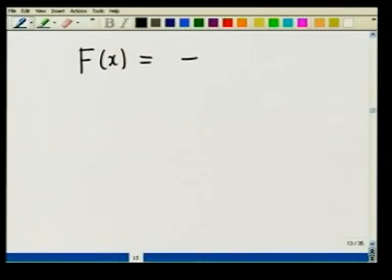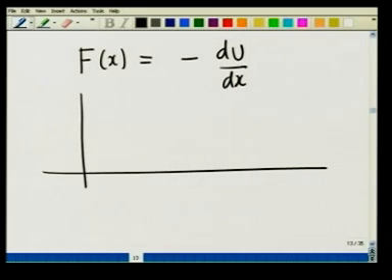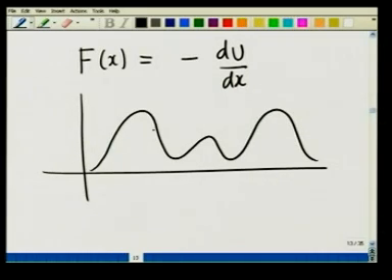In the one-dimensional case, we said that the force at any point was minus du dx, where x is the displacement direction. If you recall from the previous lecture, I had in fact made a potential hill something like this and had pointed out how forces are and what their directions are at different points.